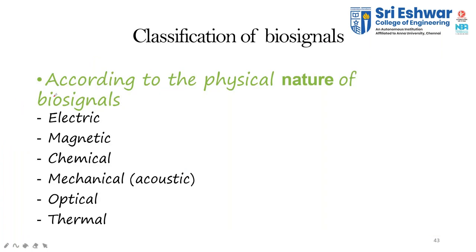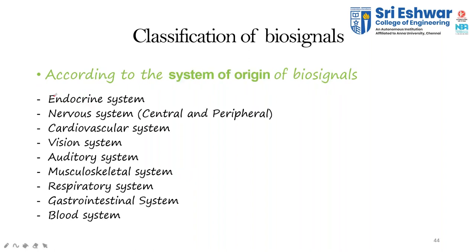Next, classification of signals. We have a basic classification depending upon the nature of the biosignal: electric, magnetic, chemical, mechanical, optical, and thermal. Electrical, mechanical, and so on are kinds of biosignals extracted depending upon the nature of the biosignal. Next, depending upon the origin of the biosignal, we have a few classifications: endocrine system, nervous system, cardiovascular system, vision system, auditory system, musculoskeletal system, respiratory system, gastrointestinal system, and blood system. These are all the systems which belong to biosignals depending upon origin.